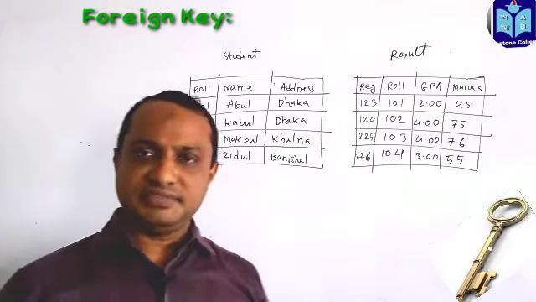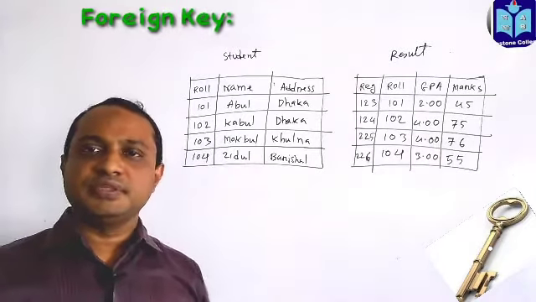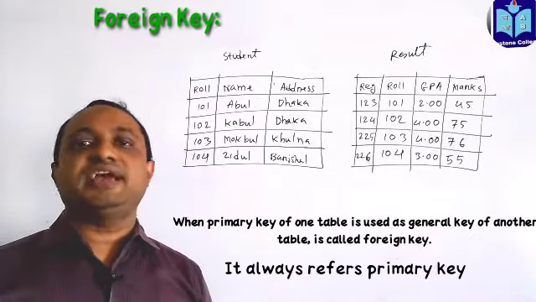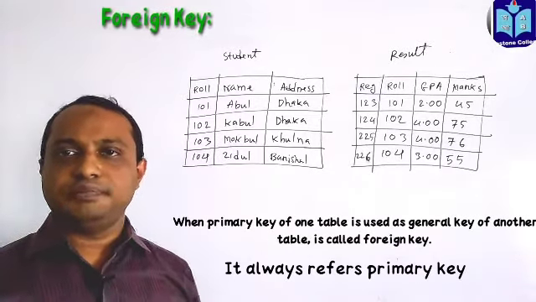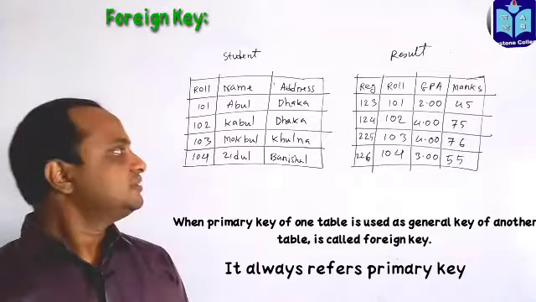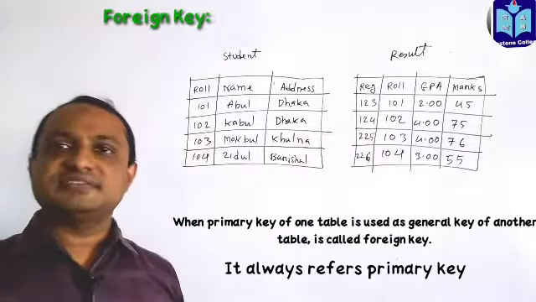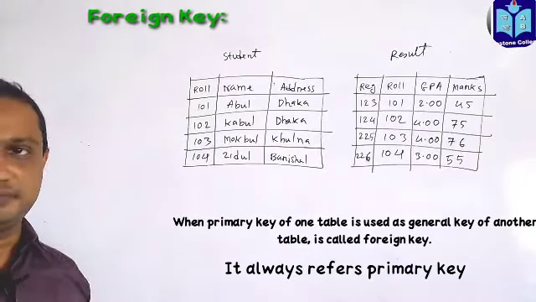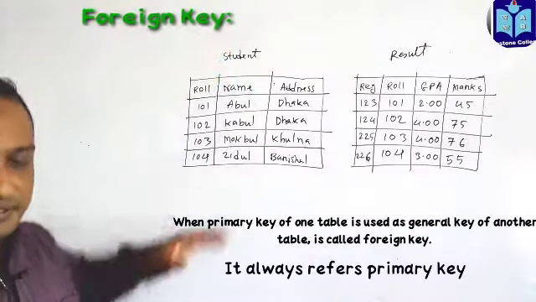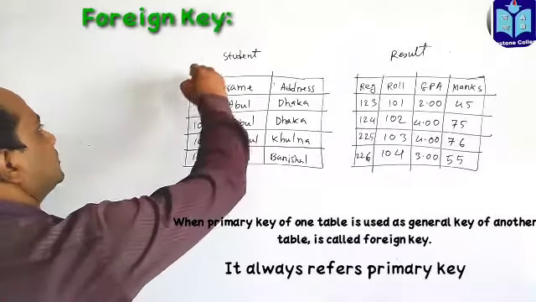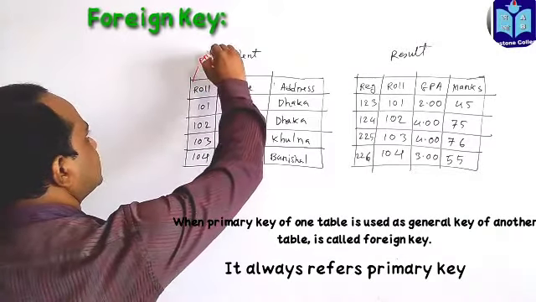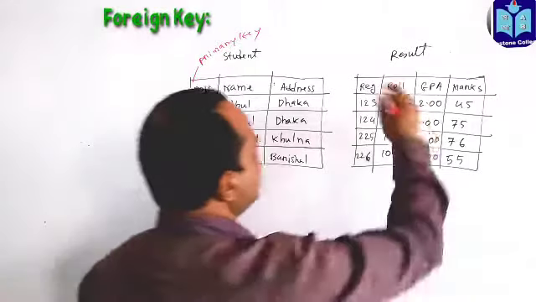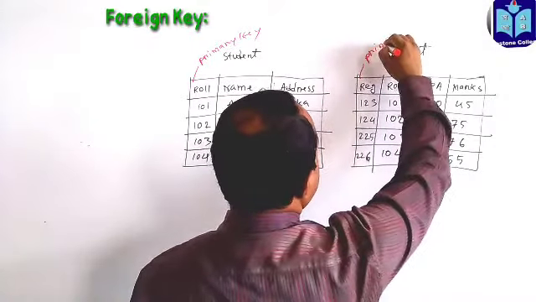Again I say, this is a complex definition. If one table's primary key is used as a general field of another table, then this field is known as a foreign key with respect to the first table. This is a student table and here the primary key is roll. This is a primary key, and here this is a primary key.